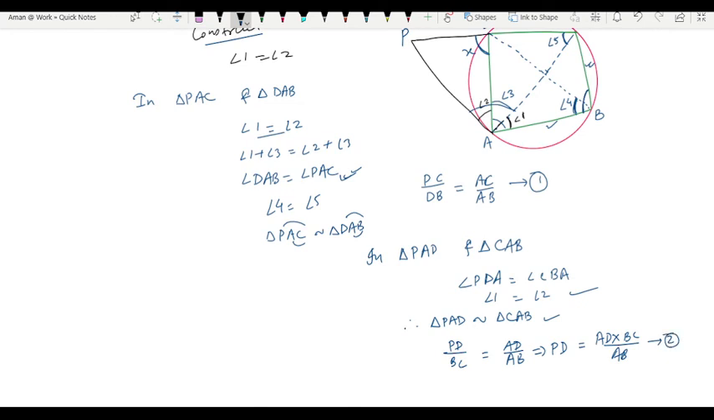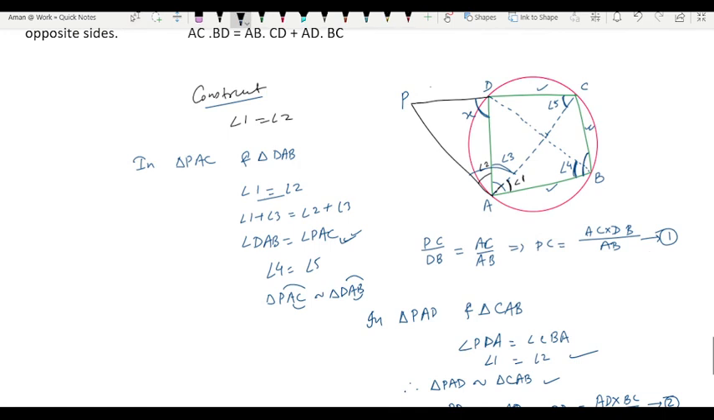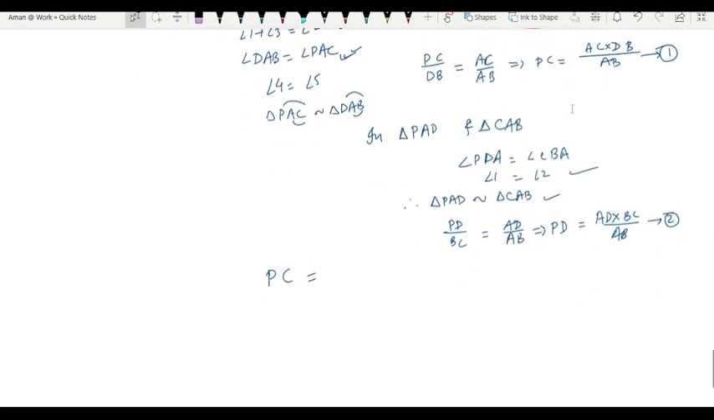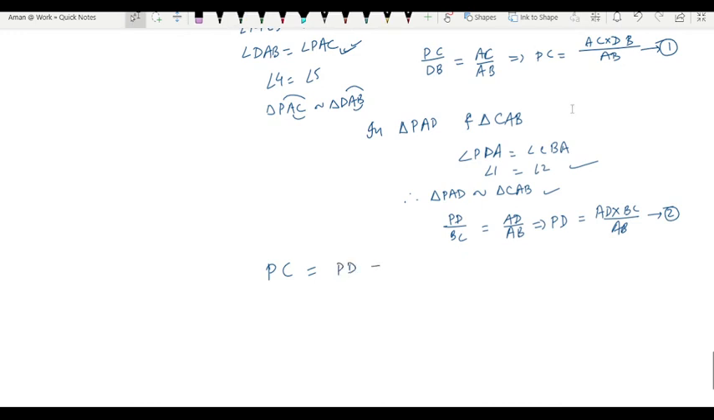So let me write the first equation as PC equals AC into DB upon AB. We consider that as equation 1. So PC and PD we know, and we can write PC as the sum of PD plus DC. So by using these two equations, 1 and 2, we can write the values.